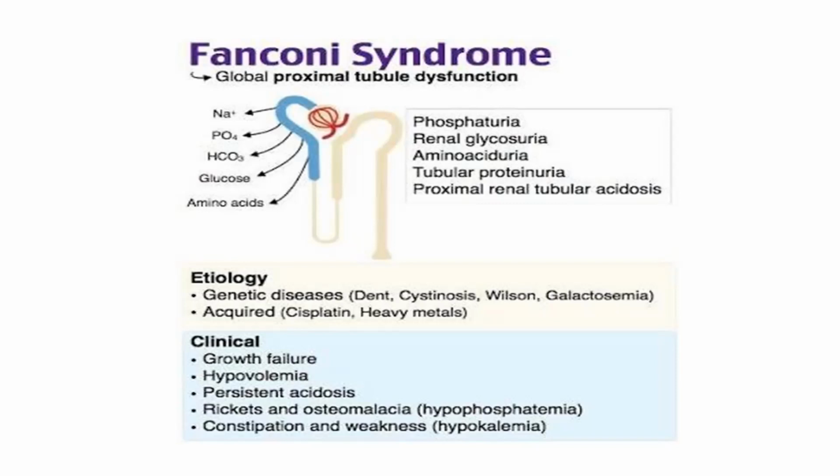They have also shown genetic diseases, cystinosis, Wilson disease, and acquired causes like heavy metal poisoning and cisplatin. The clinical features include growth failure, hypovolemia, persistent acidosis, rickets, and osteomalacia. This is also called hypophosphatemic rickets. Constipation and weakness are because of hypokalemia.